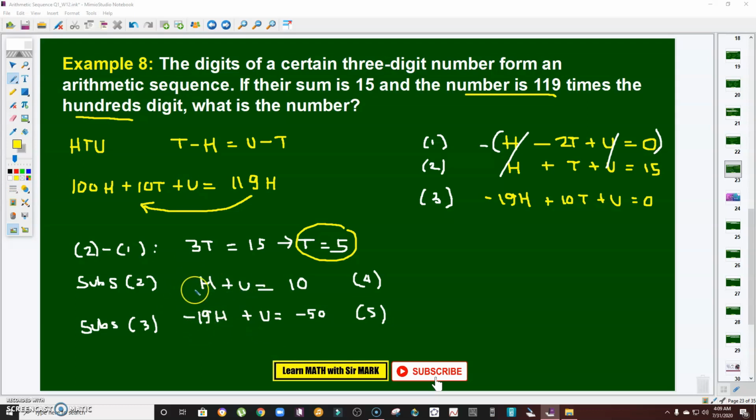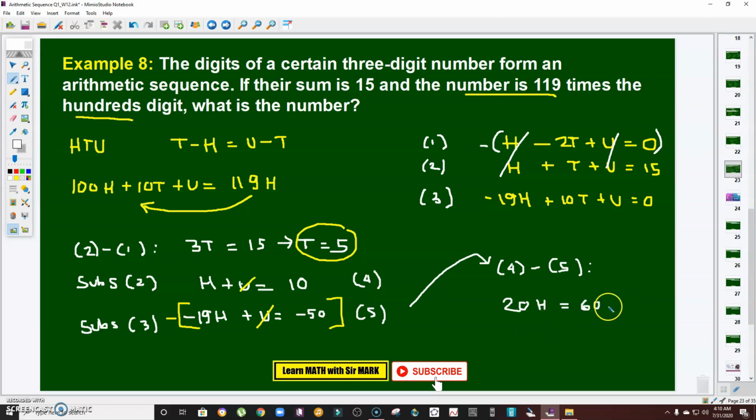So that's it. From here, it's easy to eliminate U. Madali lang yon. So, subtract natin. What I'm going to do here is equation 5 minus equation 4. See that? Baligtad pala, sorry. So that will be equation 4 minus equation 5. Alright, so again, H minus negative 19H, that will be 20H. See that? U minus U, of course, maka-cancel yan. And then, 10 minus negative 50, that's actually equal to 60.